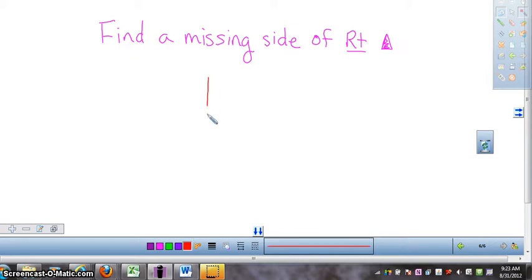And then start with a right triangle. And I'm going to say this angle up here is 35 degrees. The hypotenuse is 7, and this side over here is x. And I want you to find x. You got to think about what you have. You have an angle, you have a hypotenuse, and you have a side. Now, how are those three related?